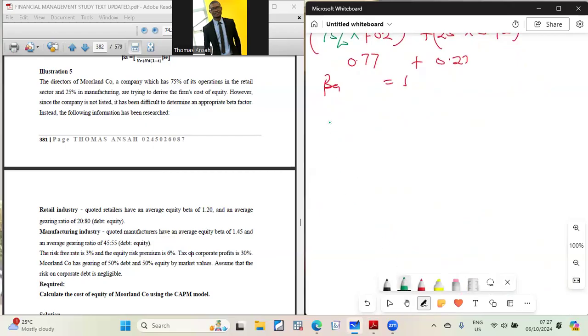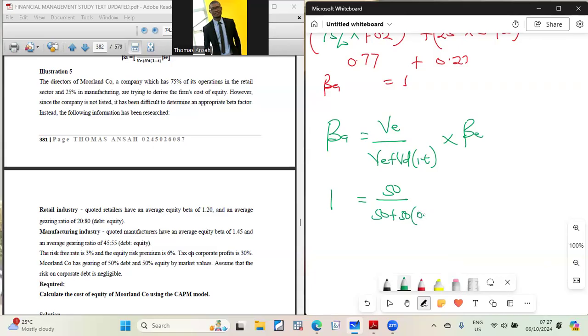But how do we find it? Don't forget how we find beta A. We can use that one to generate our beta E. It was given by VE plus VD, 1 minus T, all multiplied by BE. So now we know Morland's beta A, which is 1. So 1 will be equal to, and Morland is 50%, so here will be 50, then 50 plus into bracket 50, 1 minus T. So 1 minus T was 0.7, all multiplied by beta E.